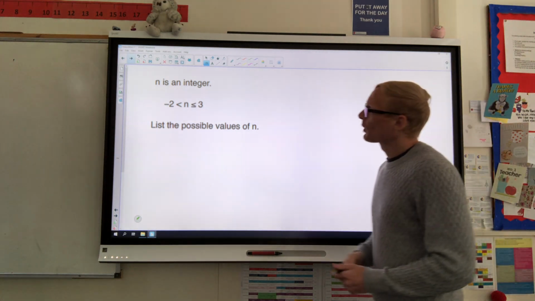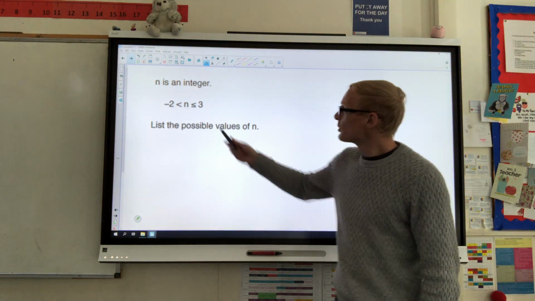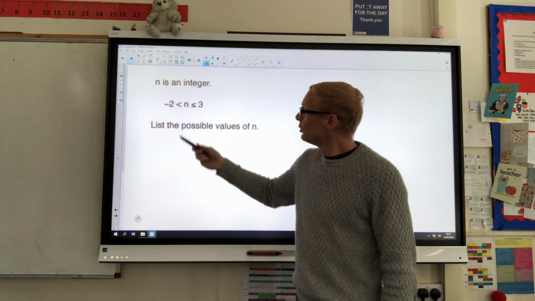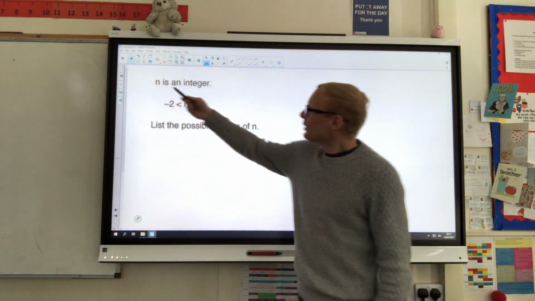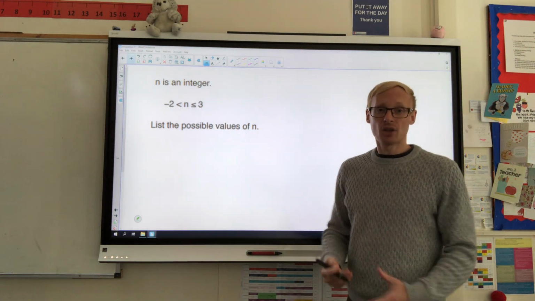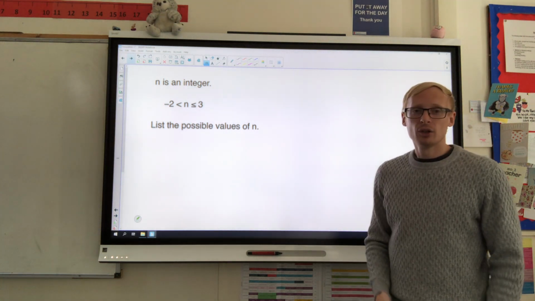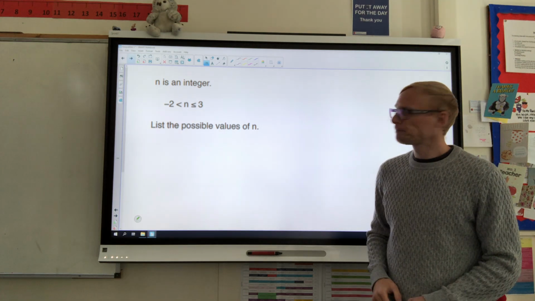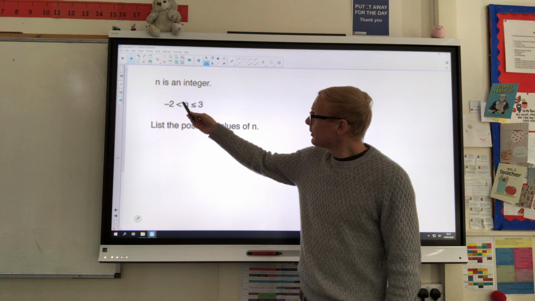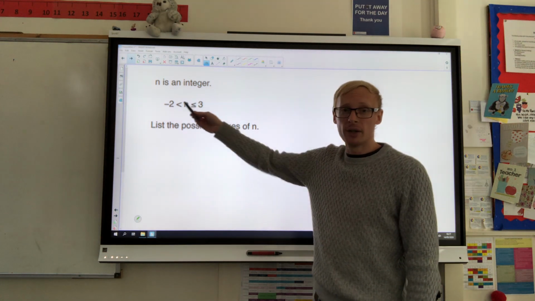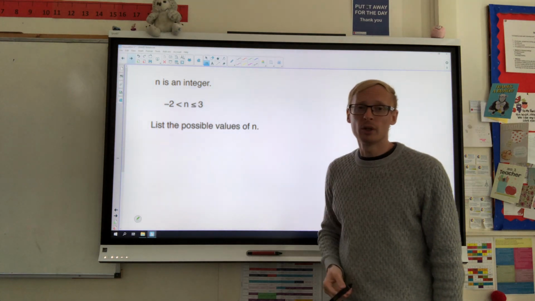So for this one, what I've got here is an inequality. Now, I'm saying that n is greater than -2 and n is less than or equal to 3, okay? Now, in the question, it says that n is an integer, so n is a whole number. So very simply, I need to list the possible values of n. So what values of n could I have? If I think about this methodically, n is basically in between -2 and 3. Okay, greater than -2, but less than or equal to 3.